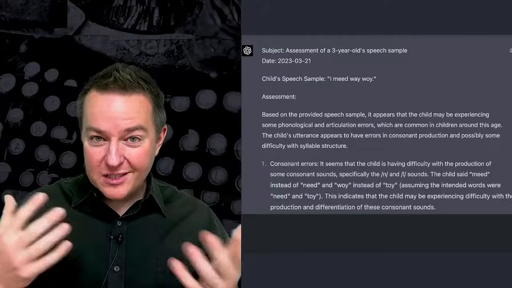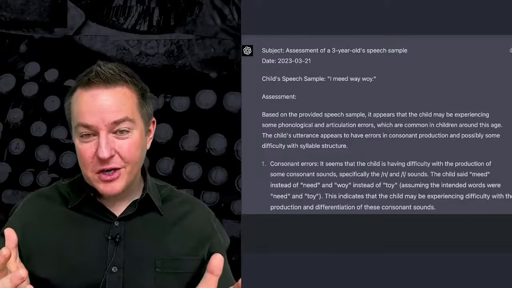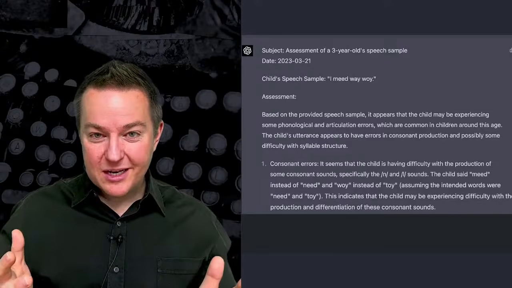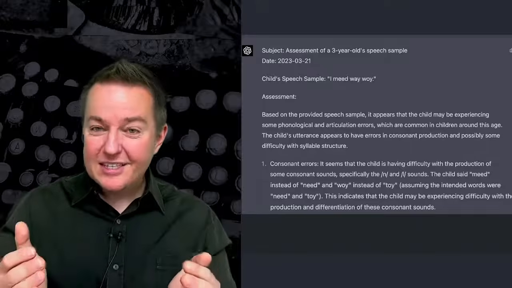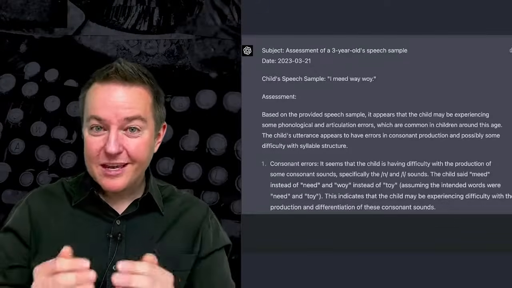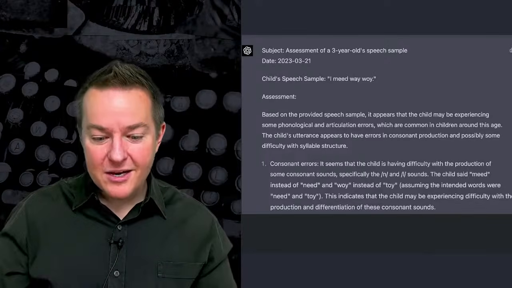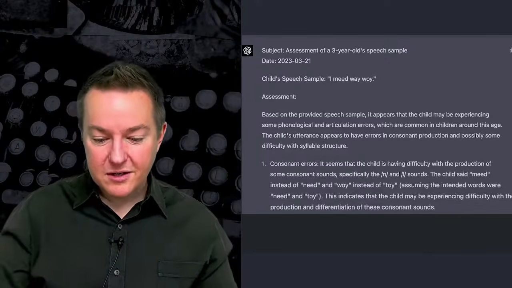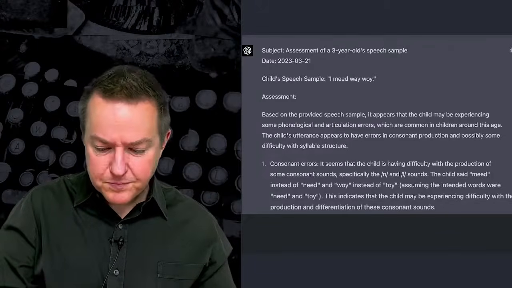Because you can remember, my speech sample was "I meed way woy," which my wife told me wasn't a very good example, may not be something that a child would actually say. Despite that, it's still figuring out this is probably what they were intending to say. And then it's telling me they're having consonant errors. They're specifically having trouble with N and L sounds.